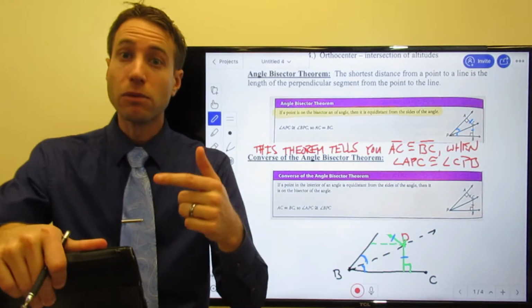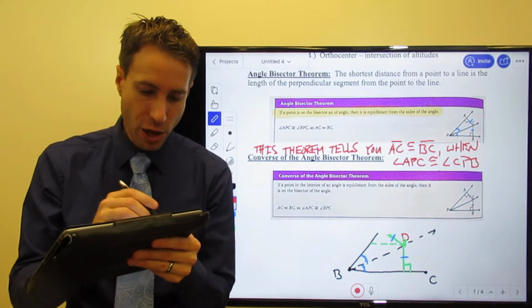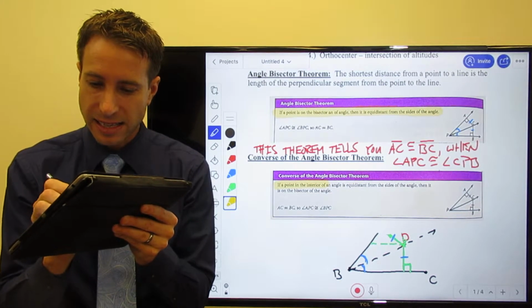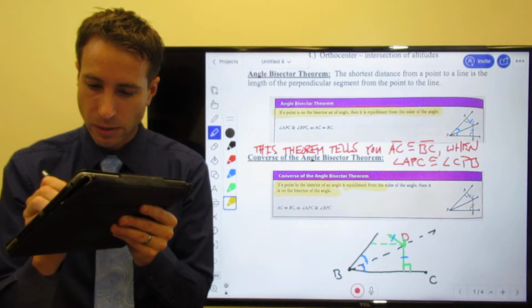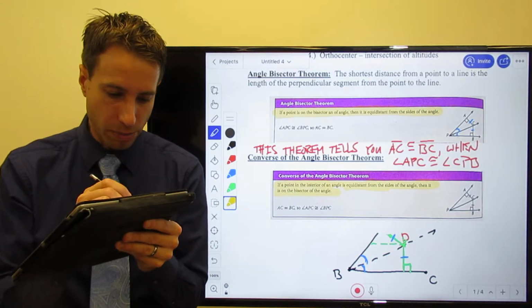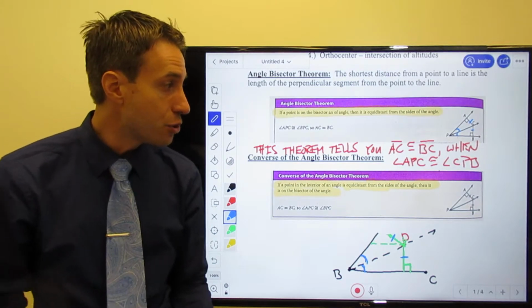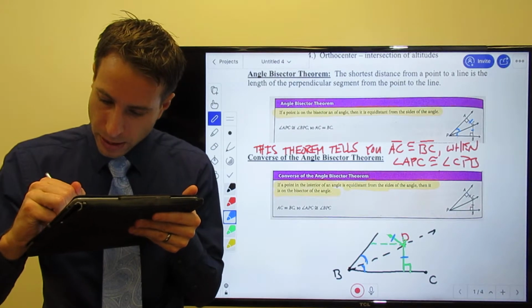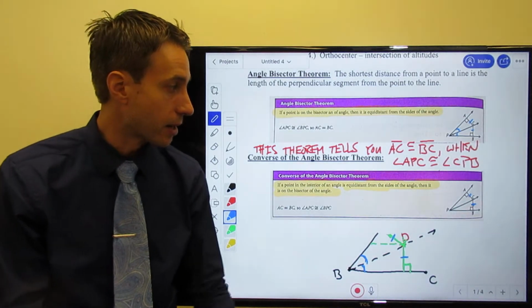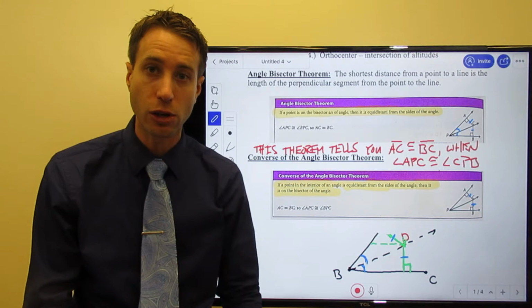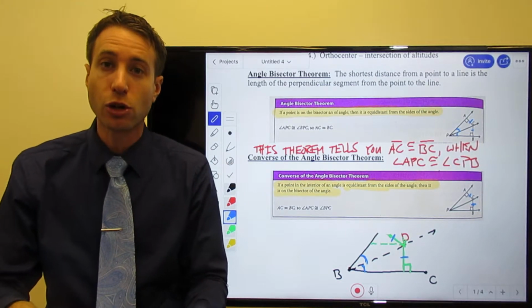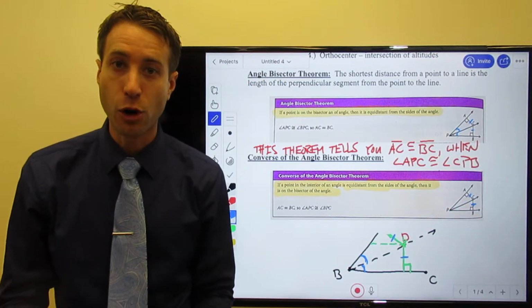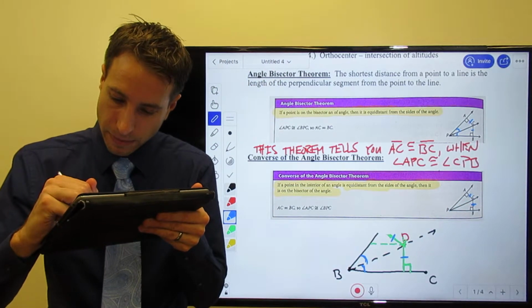Now, reverse that. Vice versa, we have the converse, which simply says the exact opposite. If you know, please look at what they told you, that these two lengths are congruent, look at what they put in there, they gave you those little hash marks right there. That tells you that these two lengths are congruent. If those two lengths are congruent, then you know this must be an angle bisector. It has to be.